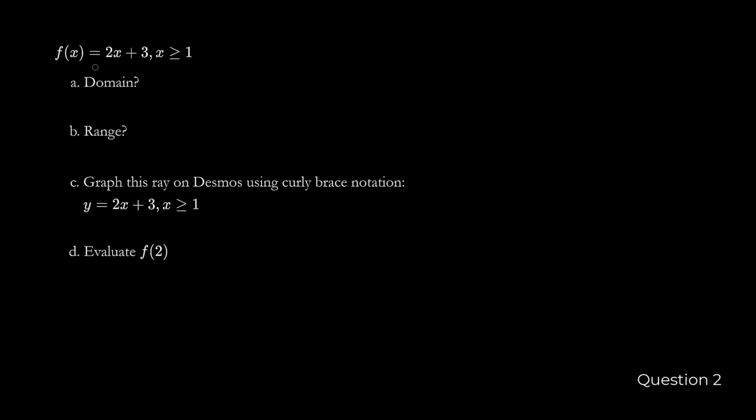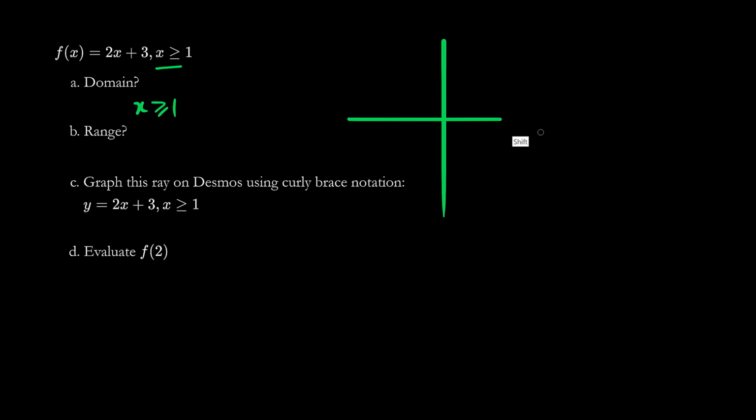We have this line f of x equals 2x plus 3. However, the domain constraint is x is greater than or equals to 1. That's given. Let's try drawing this in order to figure out the range. So 3 is the y-intercept. We go up 1, 2, 3 units, and we draw a dot. And the slope is 2 over 1. So we go up 2, 1, 2, and we go 1 to the right, and we draw a dot.